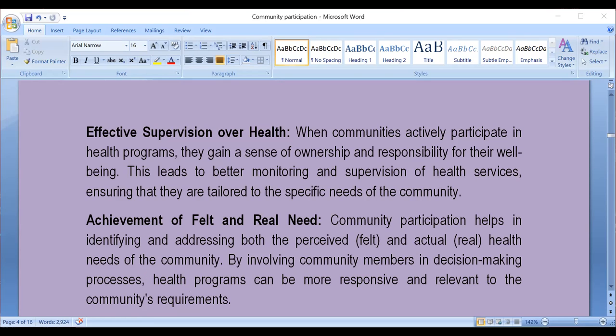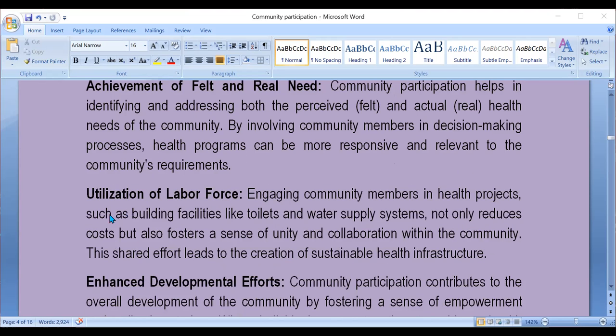They will now be the ones that will tell the people in the community to accept this, and inside the team that is sharing that drug, most are from the community. They will know it's for their own good and it's not to harm them. The next is utilization of labor force. That's another advantage of community participation.